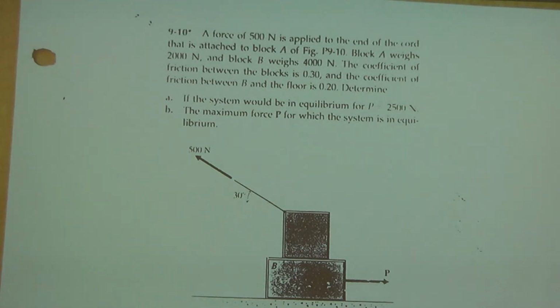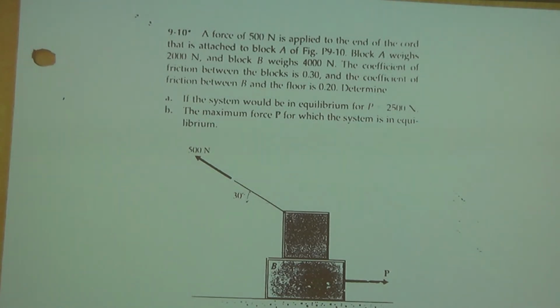I prefer not to plug in 2,500 and then see if it doesn't work. I prefer to solve for P and then compare it to 2,500. So I would suggest doing that. Let's start out like this is a regular statics problem. Write the given and the find. Write the table of all the forces you see. Do a free body diagram of A, do a free body diagram of B, and a free body diagram of those two together. So we're practicing doing statics problems.